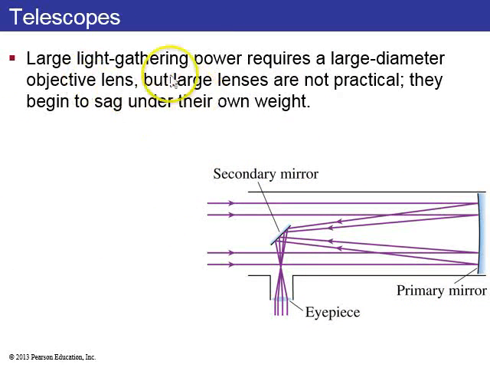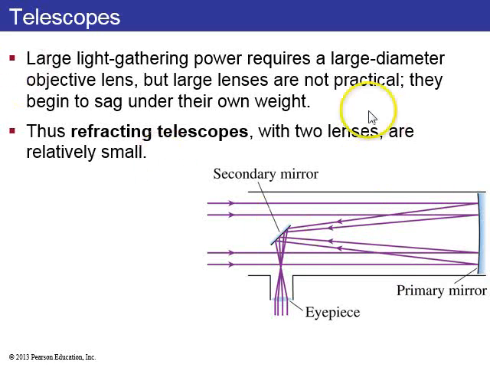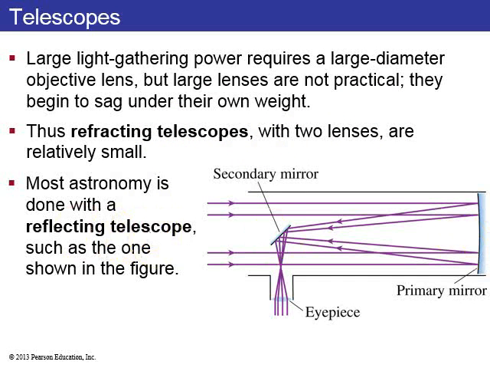If you want a large light gathering power, you need a large diameter objective lens. But large lenses are difficult to actually produce and to hold up and support when you're pointing a telescope in different parts of the sky. So many people use reflecting telescopes, where you have a mirror that's mounted on some big metal disc so that you can point it around, it doesn't sag, and the mirror is concave to focus light down onto, again, a real image, which is then again viewed by an eyepiece.